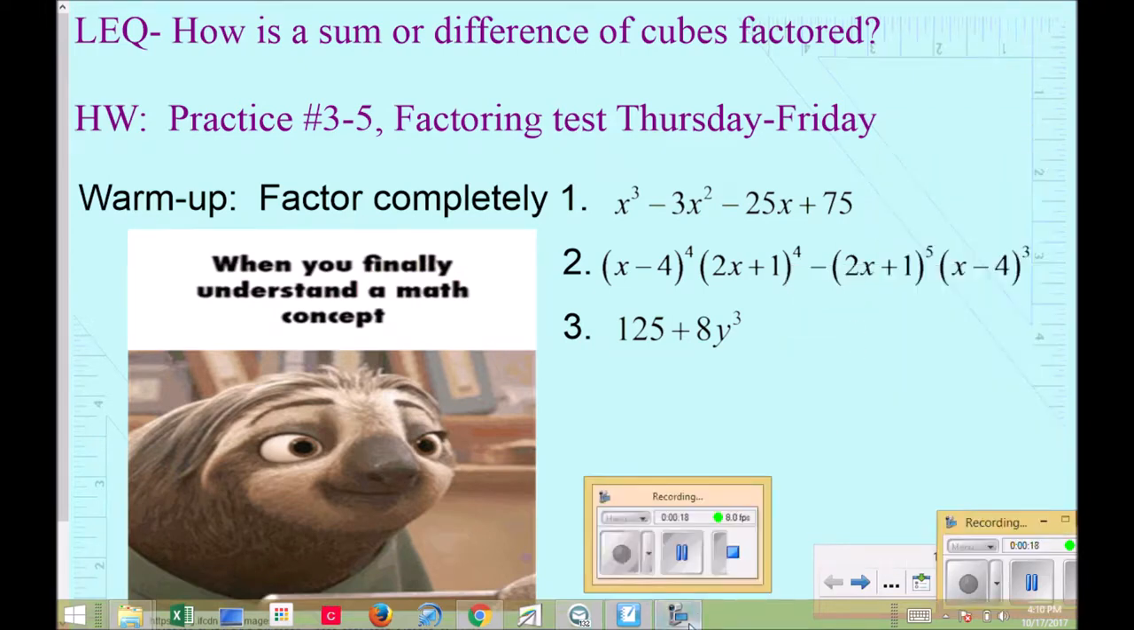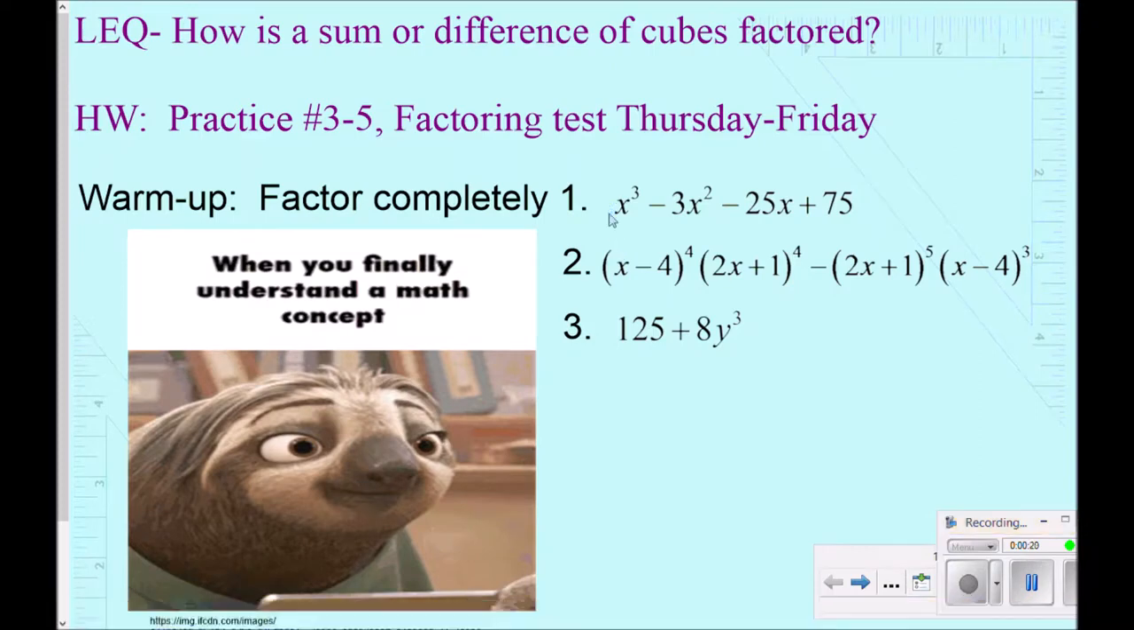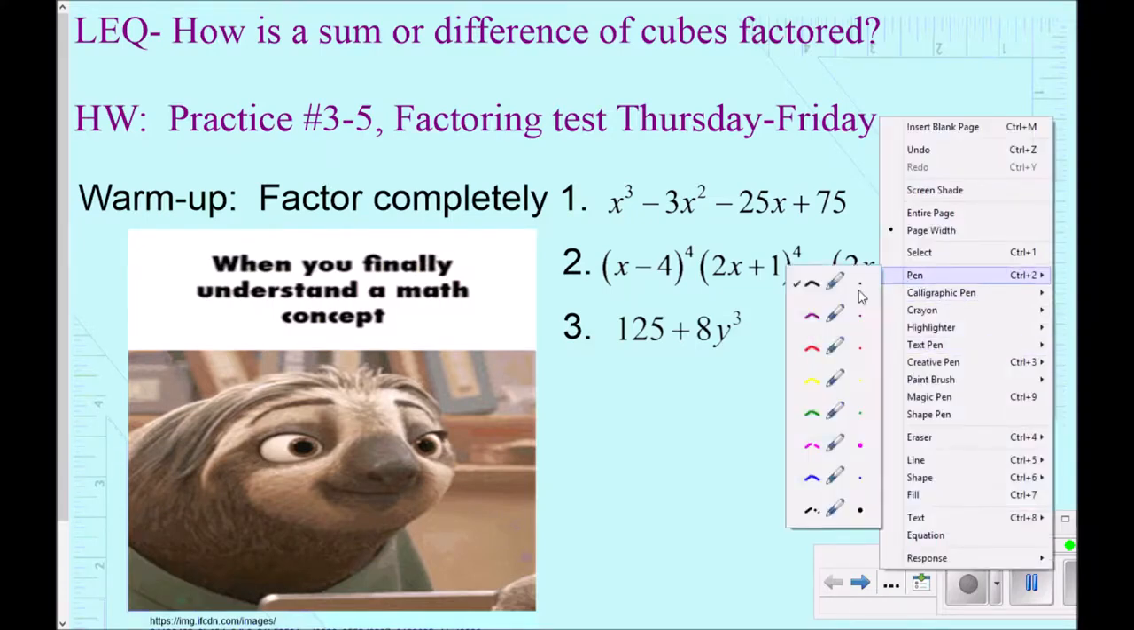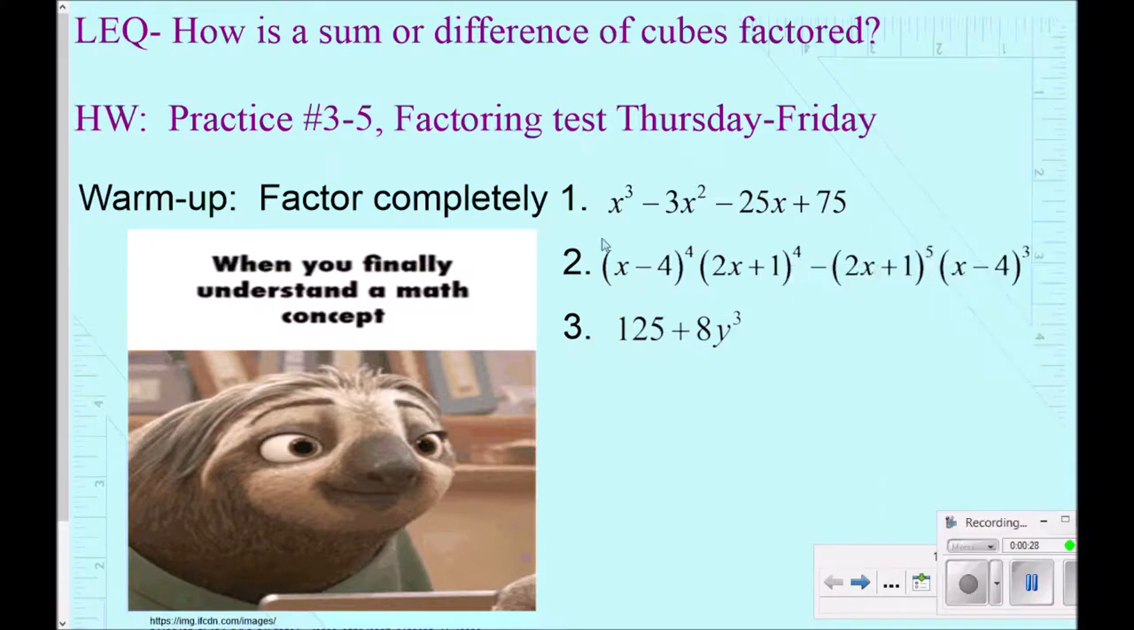So the first one, there is no GCF, but I do see 4 terms. 4 terms makes me think factoring by grouping. So I group that. x squared is the GCF for the first group. We're left with x minus 3. Copy the x minus 3. x minus 3 times negative 25 is going to give me negative 25x plus 75.